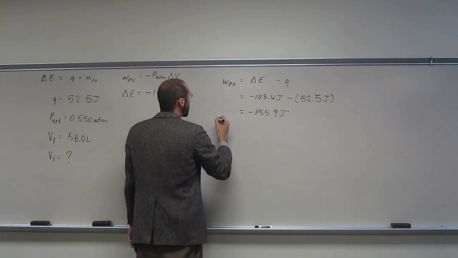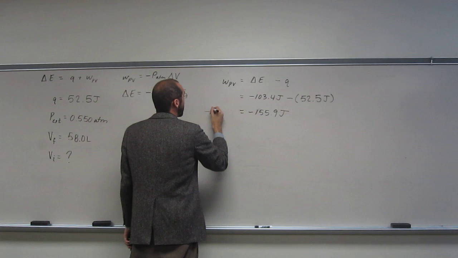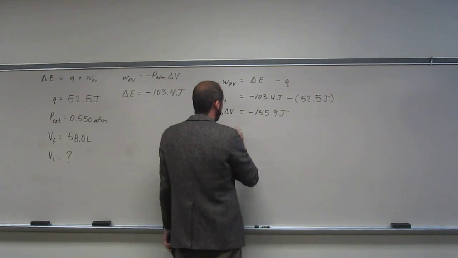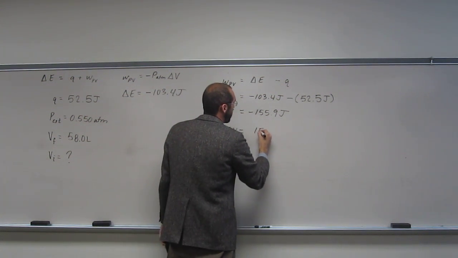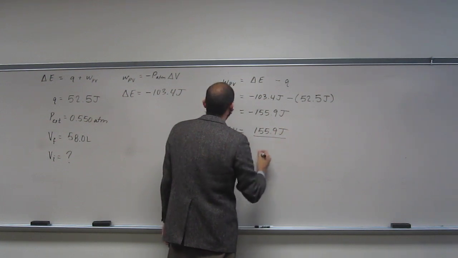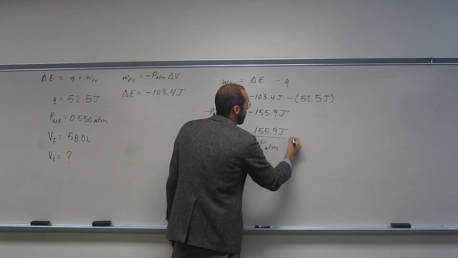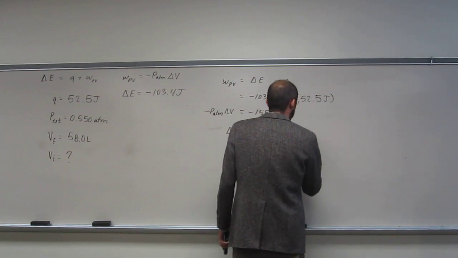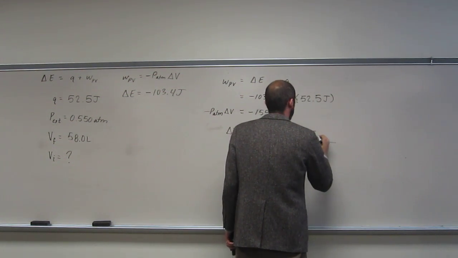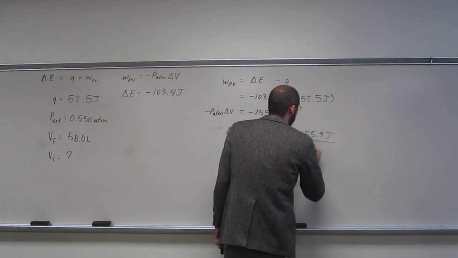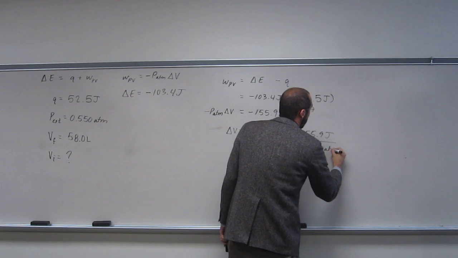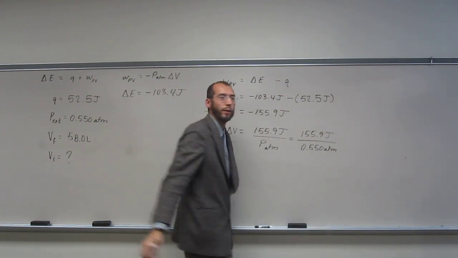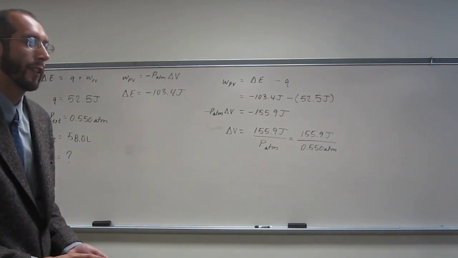So we're looking for delta V, so delta V is going to be 155.9 joules divided by P atm, divided by 0.550 atm. So joules per atm, that's a weird volume unit, right? You guys think that's a weird volume?